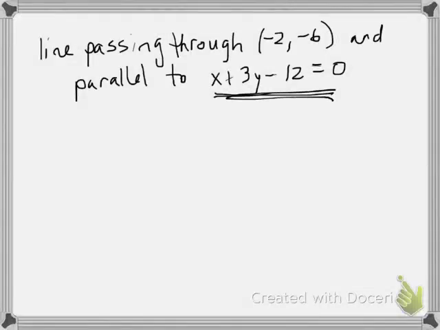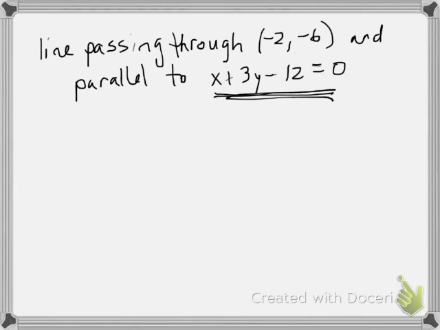Alright guys, let's play a little bit with parallel and perpendicular lines. Here we have a line passing through the point -2, -6, and parallel to the line x plus 3y minus 12 equals 0. Alright, what's the problem? What do we need to do to get started?